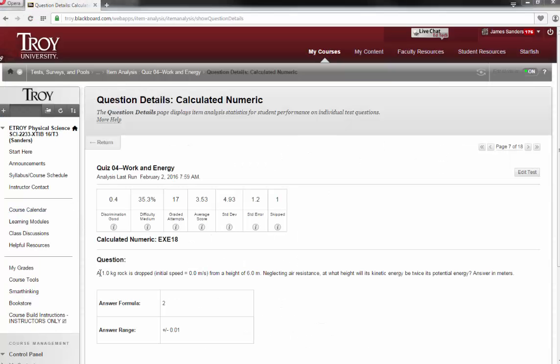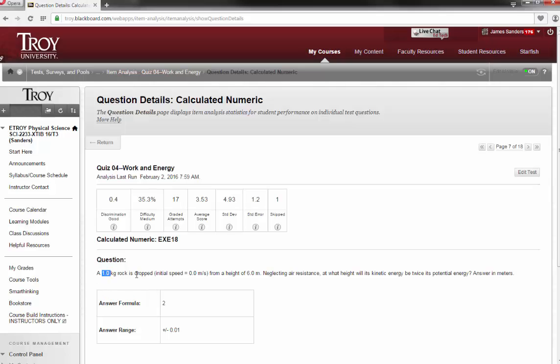All right, the last question that gave a lot of trouble to people that everybody attempted was this question about a 1 kilogram rock being dropped with zero initial speed from a height of 6 meters. And if there's no air resistance, when is the kinetic energy twice the potential energy? And so the answer should be in meters. You can see the answer here is 2.